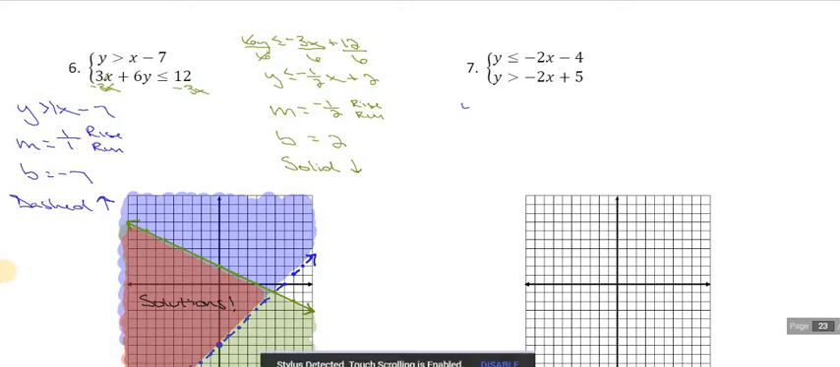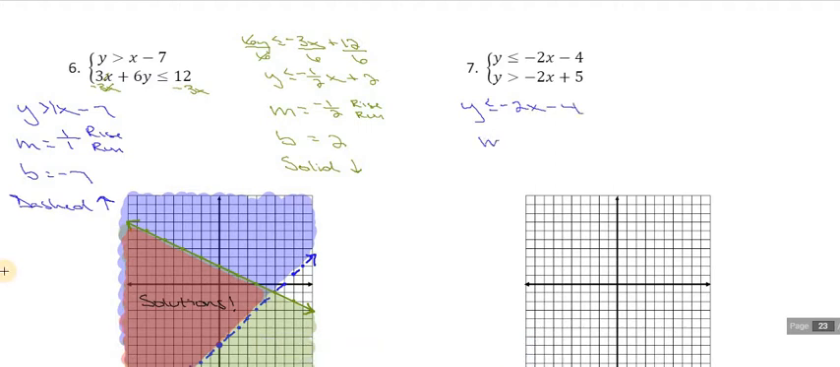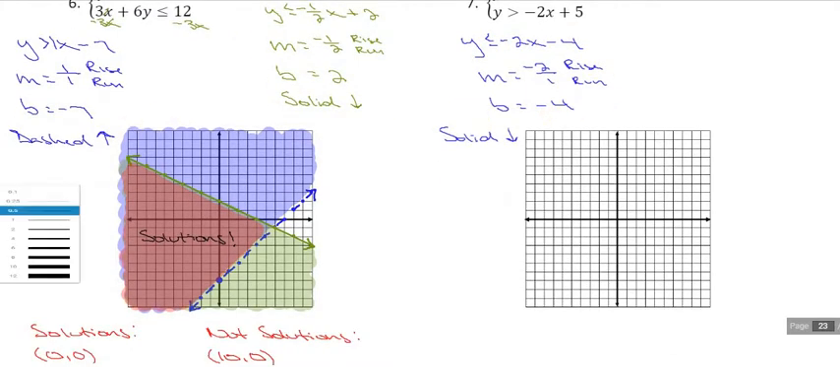So let's go ahead and identify our important pieces of information with our first linear inequality. With our y is less than or equal to negative 2x minus 4, our slope is negative 2 over 1, and our y-intercept is negative 4. Because it's a less than or equal to, it is a solid line shaded below. So let's go ahead to our graph and start plotting our important points.